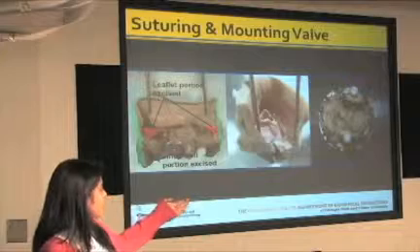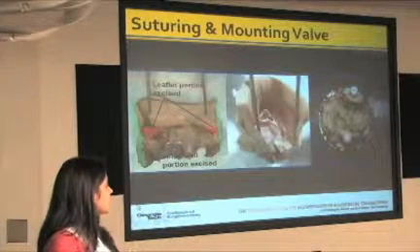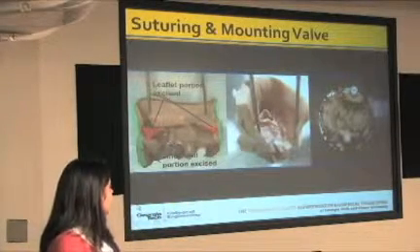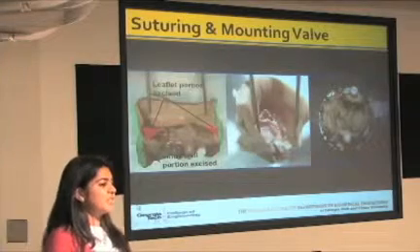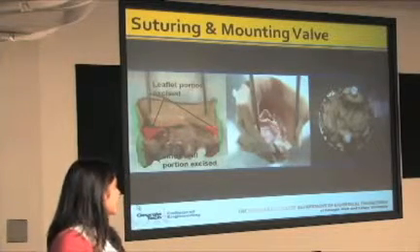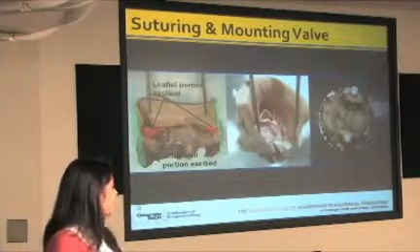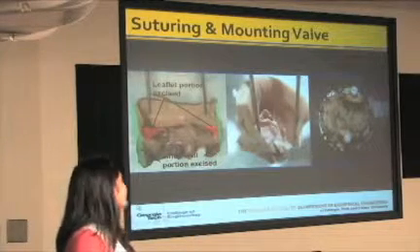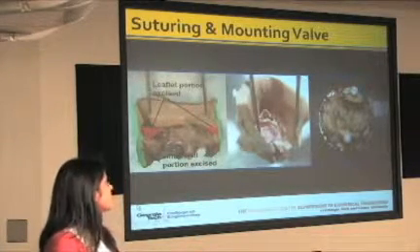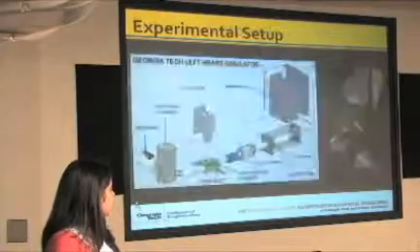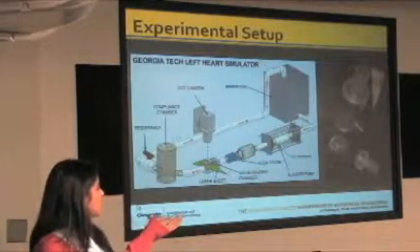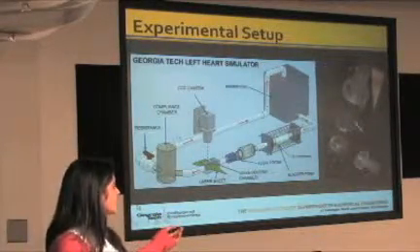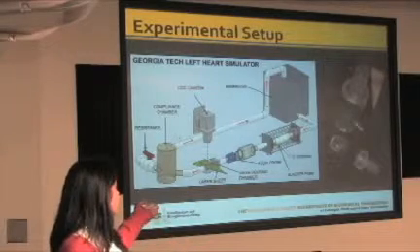That's a picture on the right of the stented valve, and it's a pretty laborious task. I haven't quite gotten the hang of it yet, but it takes a bit of skill to get used to. And the picture on the right is the chamber that we use to house the valve, and then it's hooked up to this flow loop.